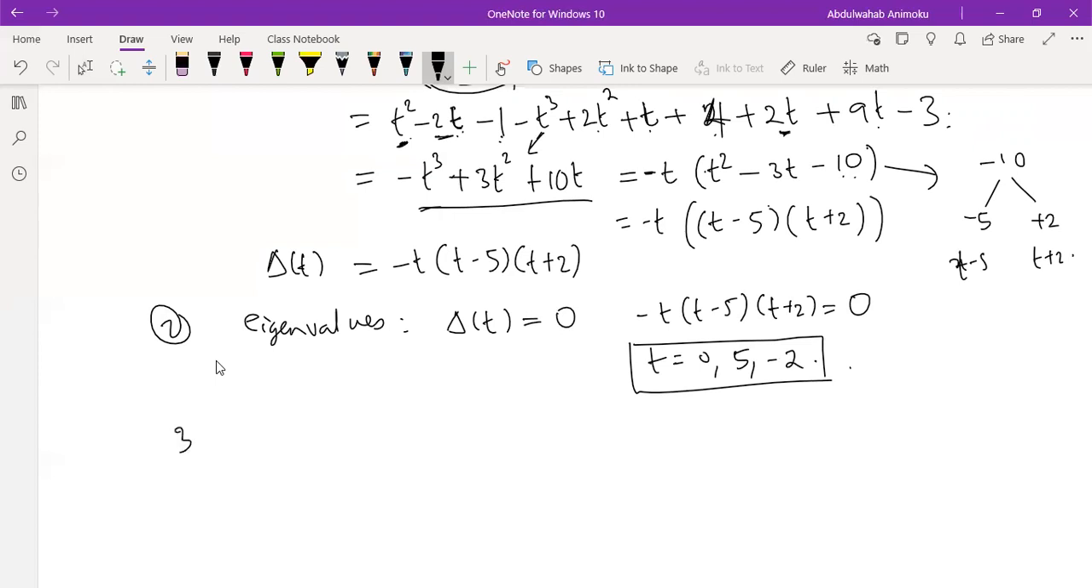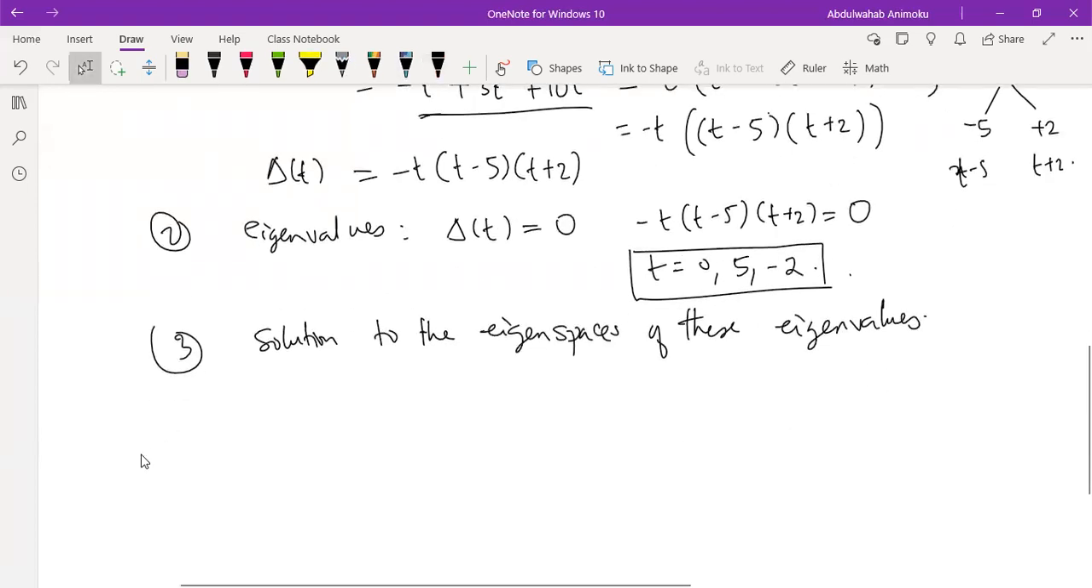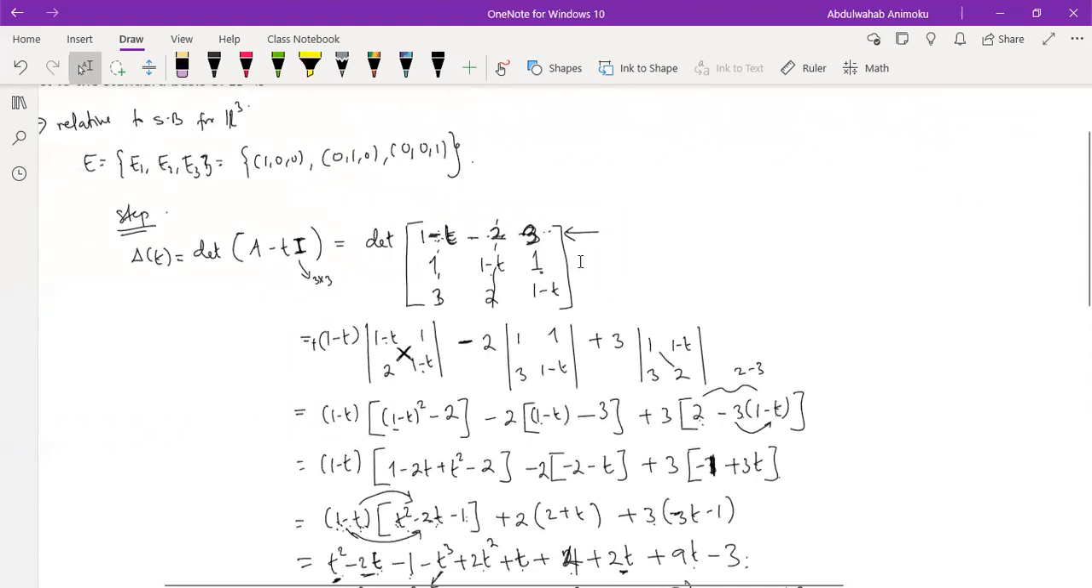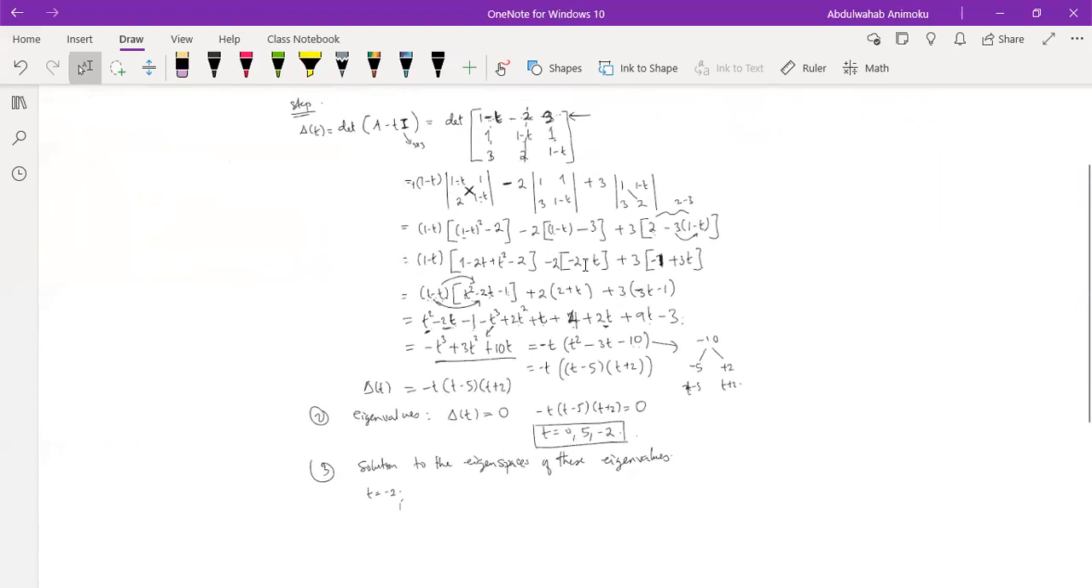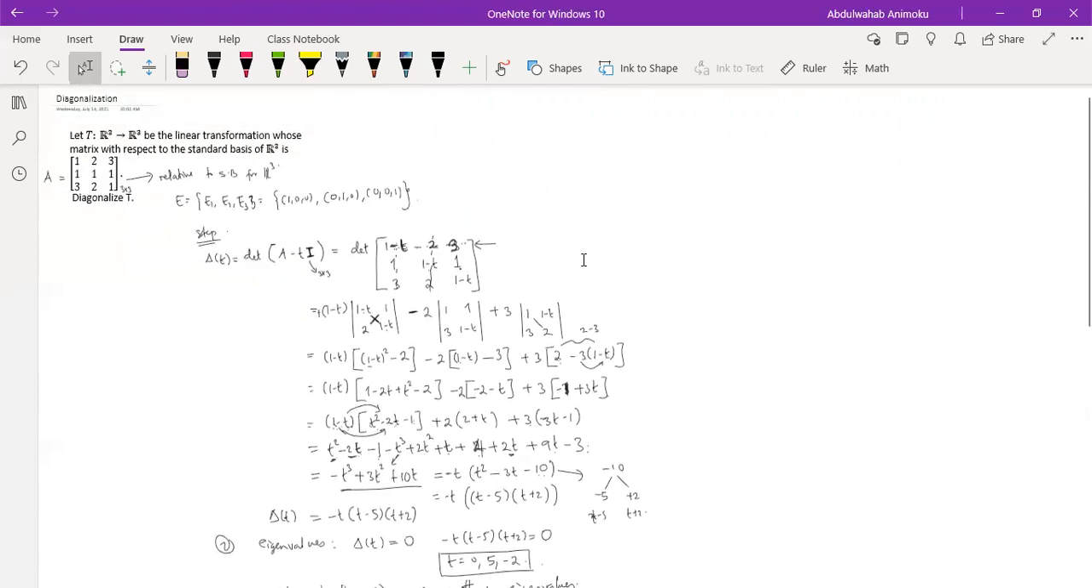Now, what's the next step from here? The next step is to now find the solution to the eigenspaces of these eigenvalues. Right? So let's start with minus 2. When t is minus 2, start with the smallest one. So all you need to do is remember we got the matrix here, right? So let's write the matrix one more time. So the matrix is this.